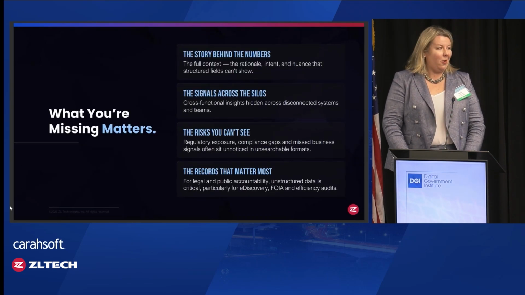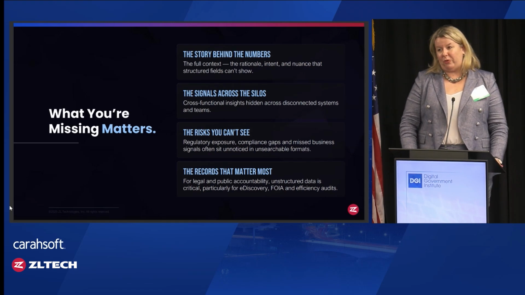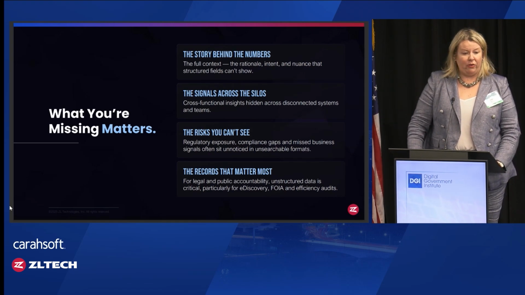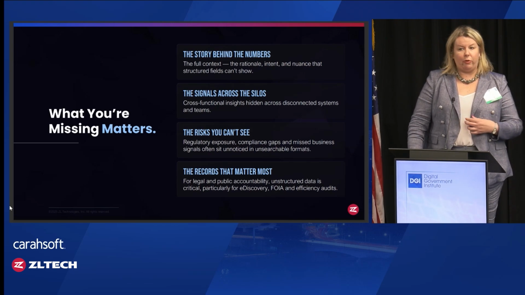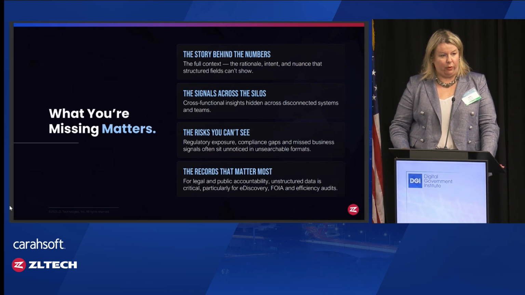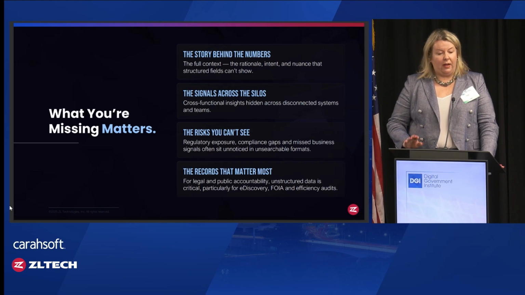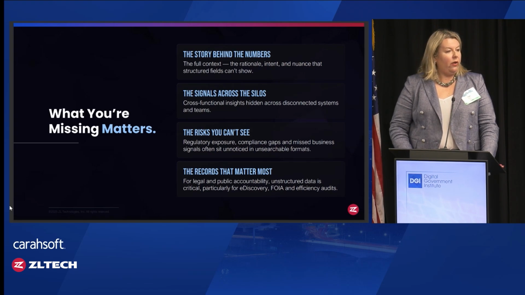So what are you missing? And I think this is where we should really realize what you're missing matters. You are missing the full context, the rationale, the intent, the nuance that those structured fields can't show. That conversation in the email before I send you the spreadsheet that tells you why I did it a certain way. The discussion in the chat about why we're going to make a policy update. Those things are critical. You're also missing information that's across the silos.